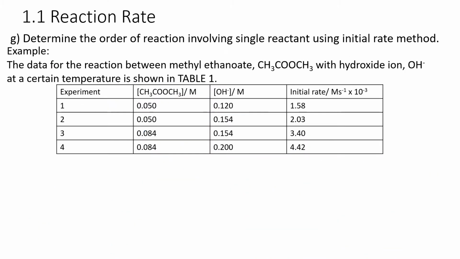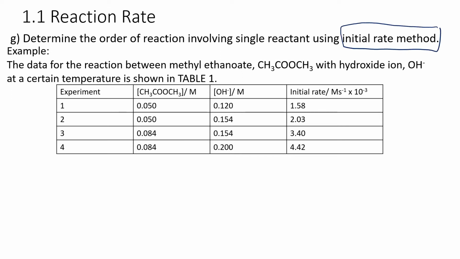The next learning outcome that we are going to look at is 1.1g, which asks you to determine the order of reaction involving a single reactant using the initial rate method, half-life method, and also the linear graph method. We shall look at the initial rate method first.